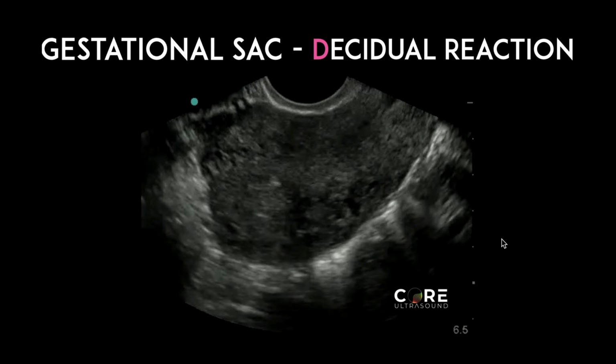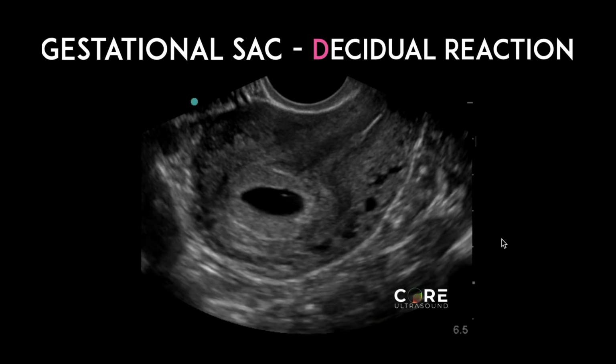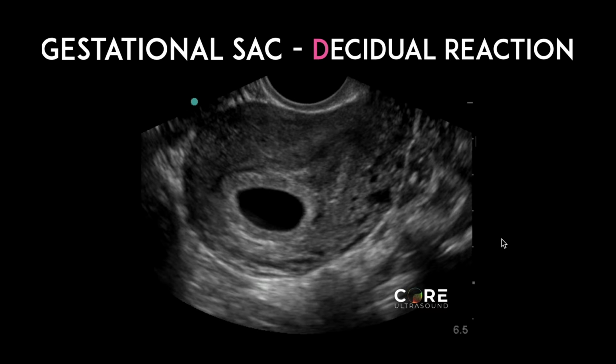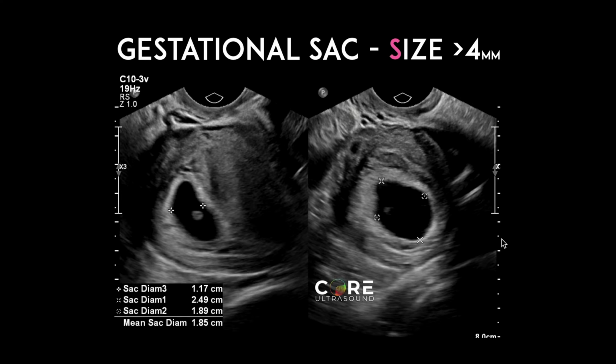Now, the decidual reaction, I alluded to it earlier, and that's basically this hyperechoic border of a gestational sac. That is a decidual reaction, and it's good. Now, with the size here, we want the size to be greater than 4 millimeters, and we can look at the mean sac diameter. That is looking at the length times the height times the depth, and looking at the average of those values. And if we're greater than 4 millimeters, it's more likely to be a good gestational sac, which you can see here on this one.